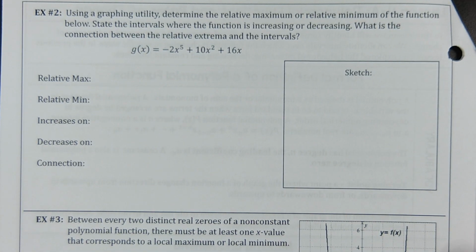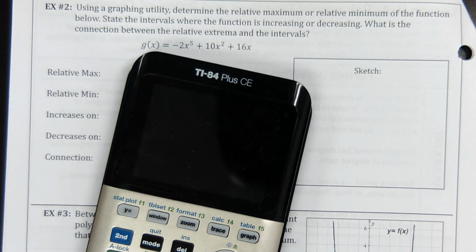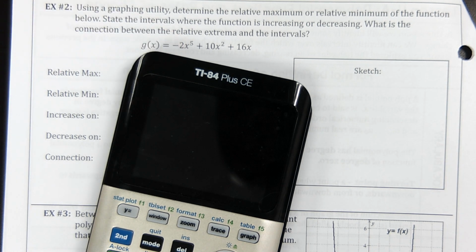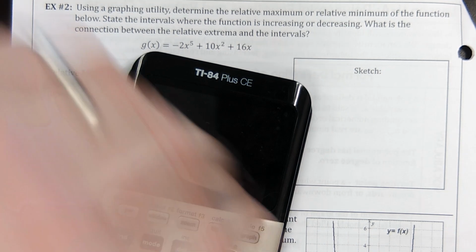Use a graphing utility to determine the relative maximum and minimum of this function right here. Then state the intervals where the function is increasing and decreasing. And then after we've done that, we want to know the connection between relative extrema and the intervals for increasing, decreasing.